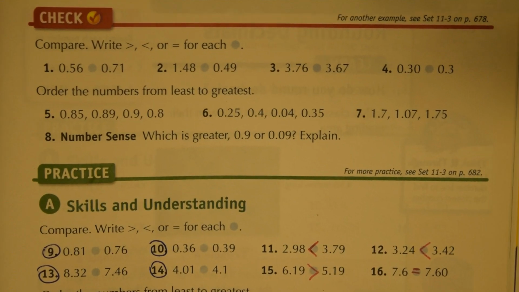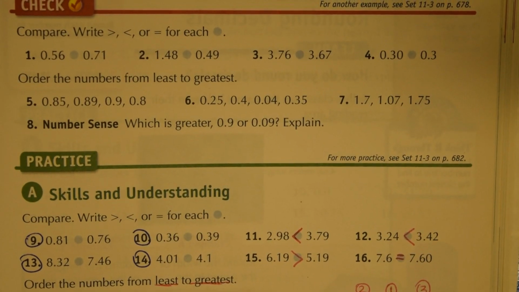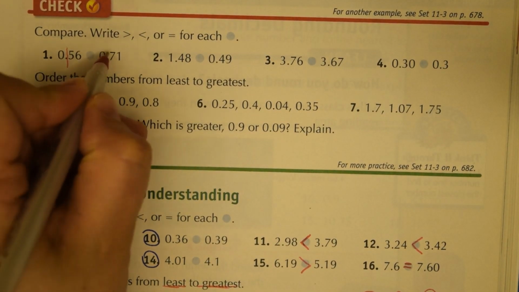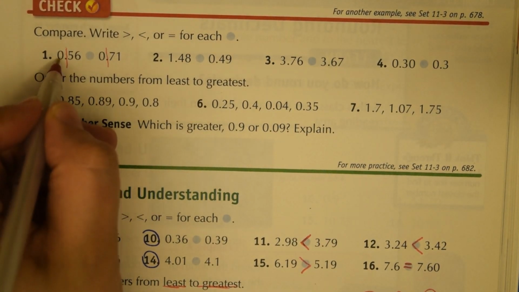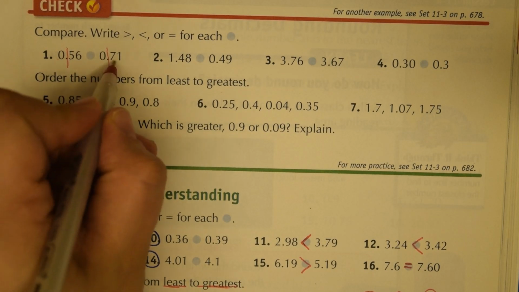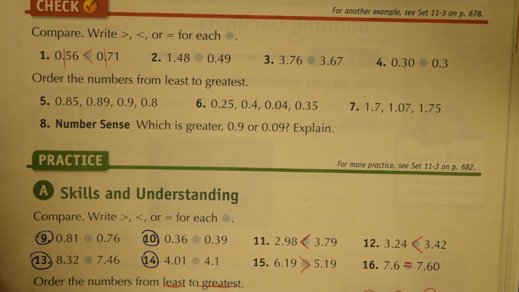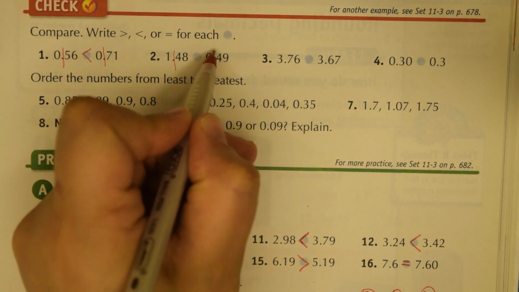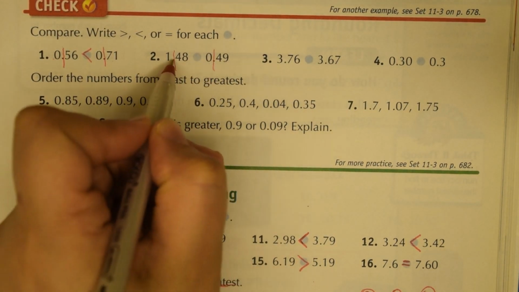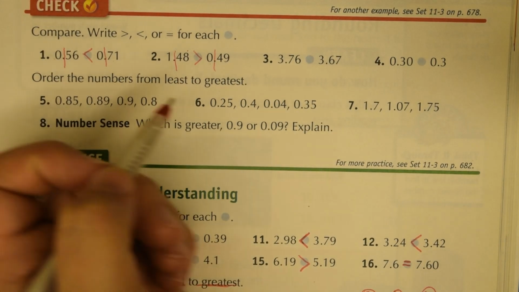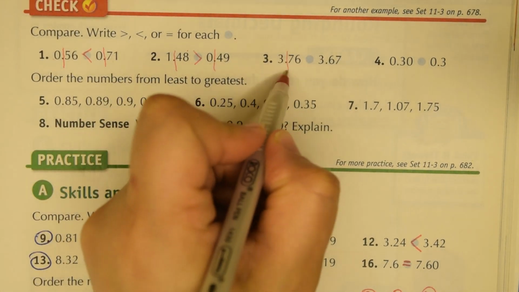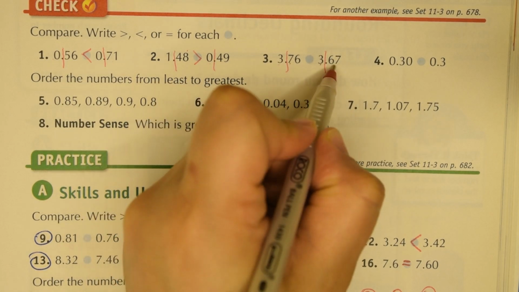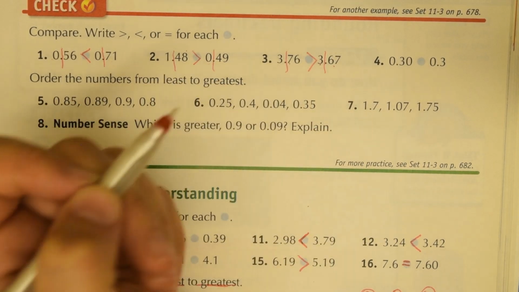Now for number 1, compare, write greater than, smaller than, or equal for each circle. So the first step, I said I will put the lines on the decimal point. I have 0, 0, 5, 7. 7 is greater, so this number is greater. Now for number 2, first I put the lines: 1, 0. 1 is greater, so this number is greater. For number 3, I'll put the lines: 3, 3, 7, 6. 7 is greater, so this number is greater.